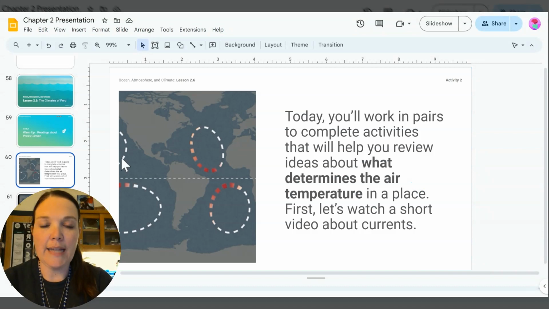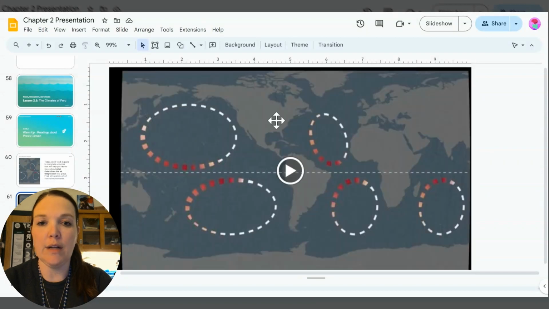All right, so then the next thing you're going to be working on today, you'll work in pairs to complete activities that will help you review ideas about what determines the air temperature in a place. First, let's watch a short video about currents. So here is our video.